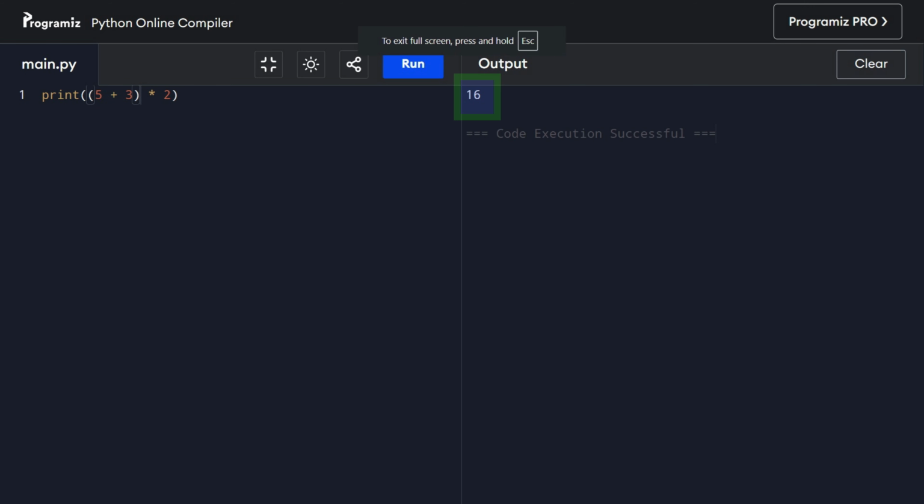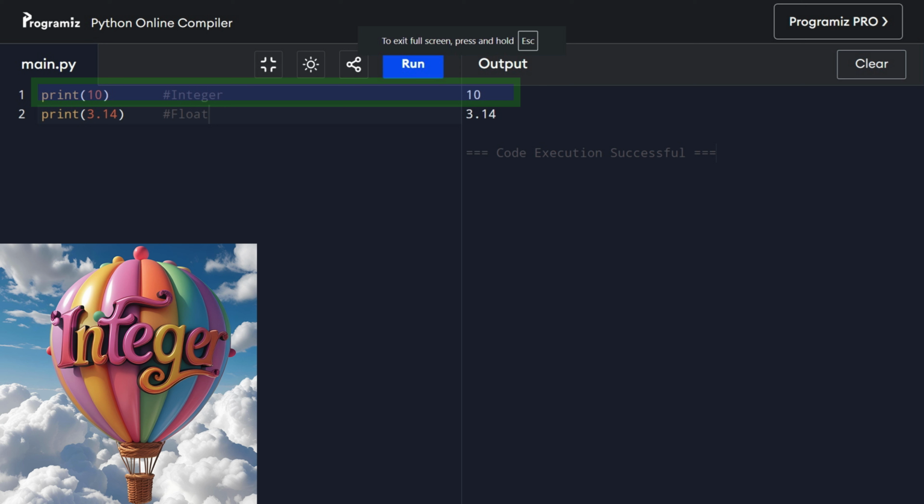Time to meet our number buddies. This is an integer. It's a whole number like 10, 5, or even minus 2. And this one, it's a float. Not because it floats in air, but because it has a dot, like 3.14 or 5.0. Python knows how to use both. Just tell it what number you need.